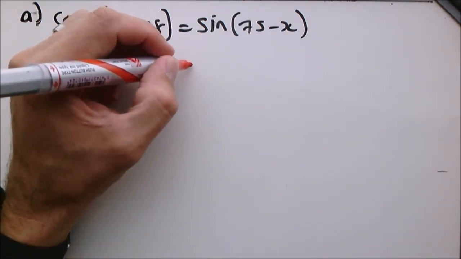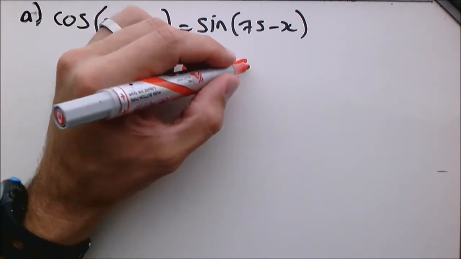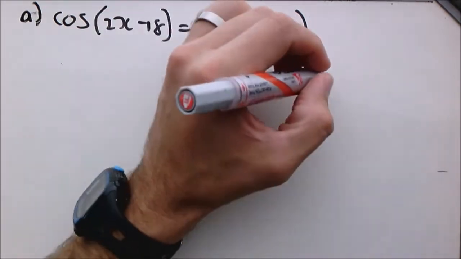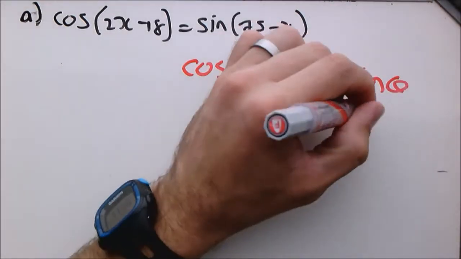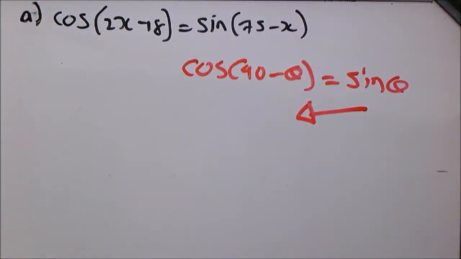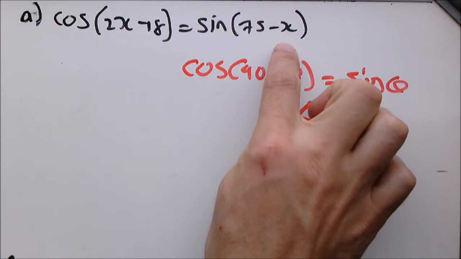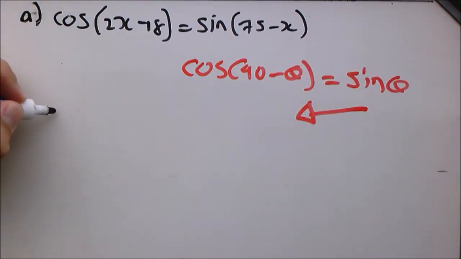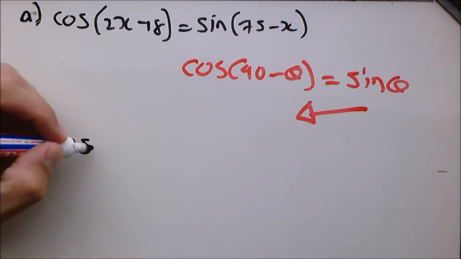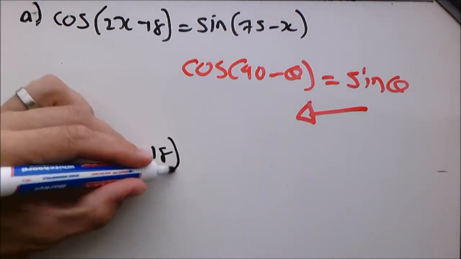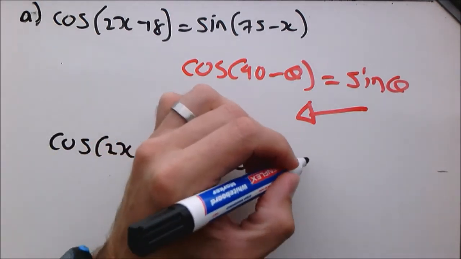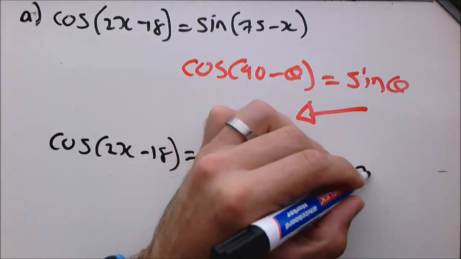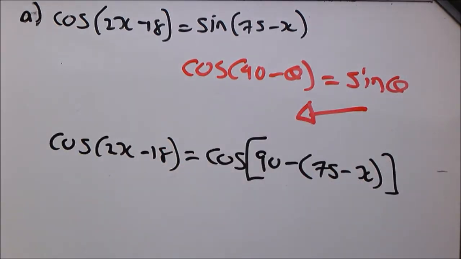Now you will remember that cos(90 minus theta) equals sine theta. We are going to apply this just in the opposite direction. We have a sine theta, a sine(75 minus x). So in applying this reduction formula, we can rewrite this as cos(90 minus (75 minus x)). So we apply the reduction formula in order to write it down as follows.